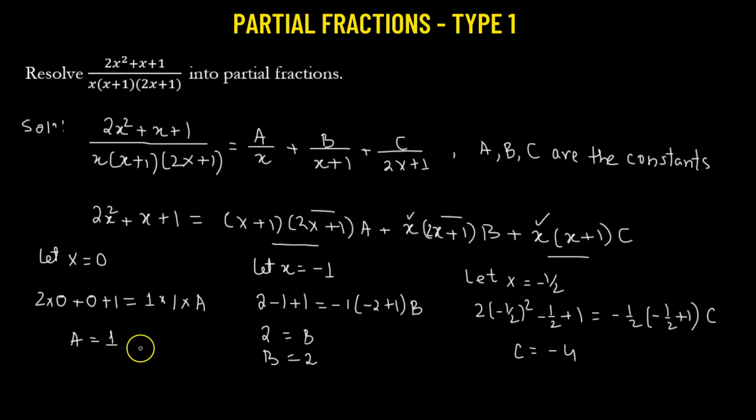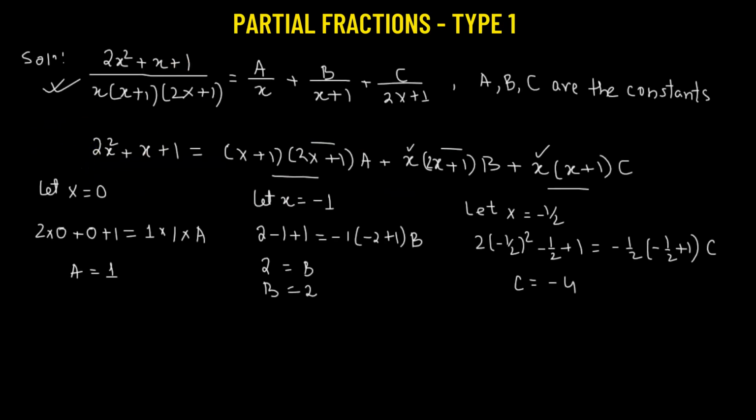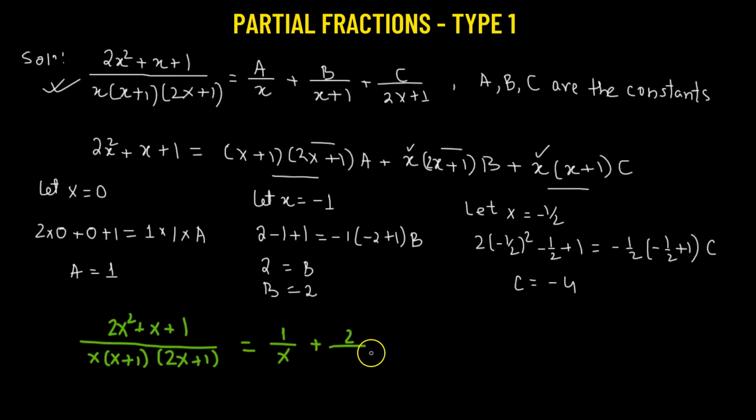Now that we have the values of a, b and c, we have finally obtained the answer. So we'll substitute a, b and c into this particular equation. So we finally get (2x squared plus x plus 1) divided by x times (x plus 1) multiplied by (2x plus 1). This can now be represented as a over x. Replacing a with 1, we have 1 over x. The b value is 2, so we have positive 2 over x plus 1. And c is negative 4, so we have negative 4 all divided by 2x plus 1. So we have successfully resolved the given rational function into 3 partial fractions.